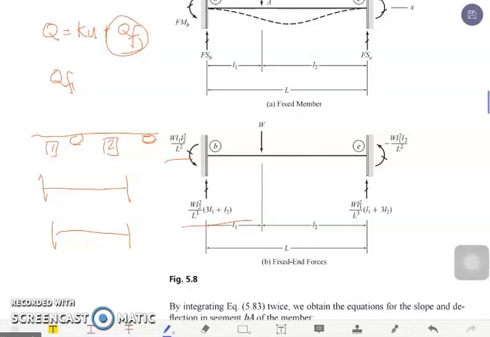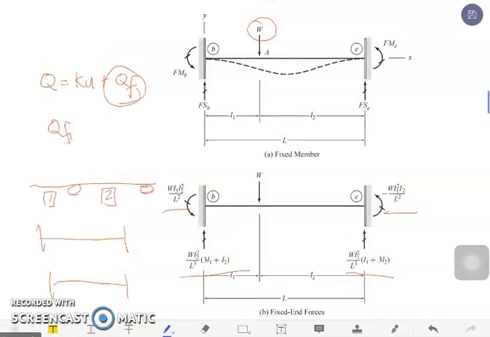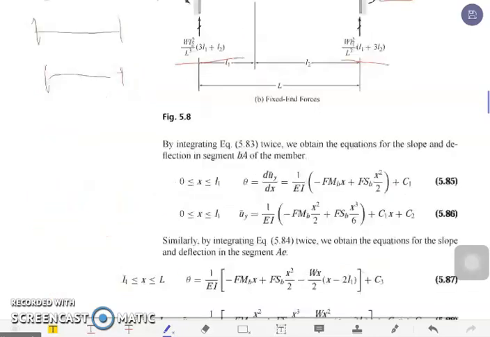At the end of the member, this is the value for our shear force, and this is the value for our moment force at the end of the member. We have to take note that the equation being illustrated is applicable only if the load acting on that particular member of the beam is a concentrated load. So if that is a concentrated load, you're going to make use of this.